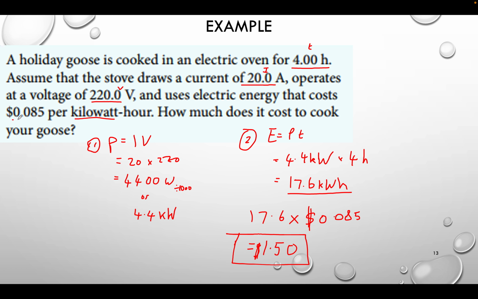I now know my cost is this per kilowatt hour. So I will take my kilowatt hours that I just figured out, 17.6, and I will times that by the cost, 0.085. And that means I will get a final answer of 1.50, which is $1.50. Okay, easy.